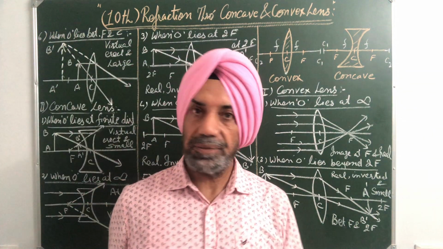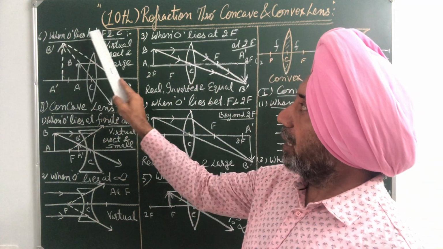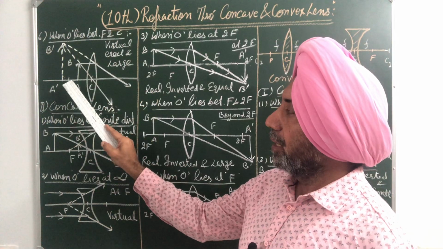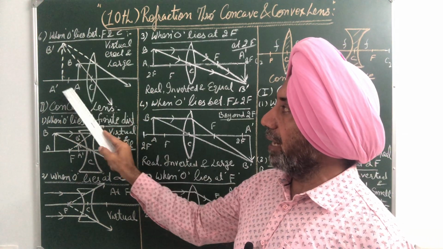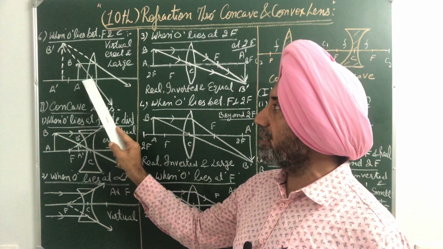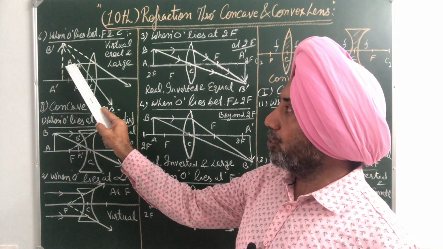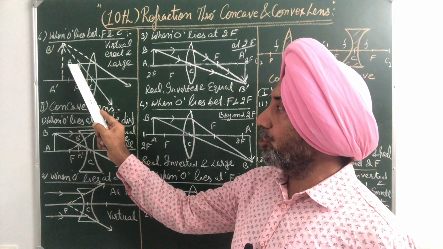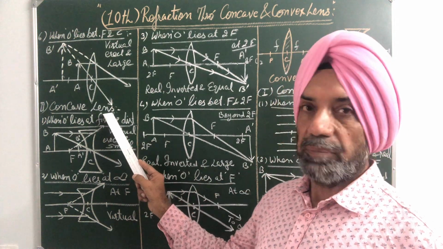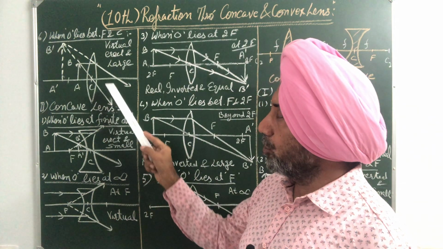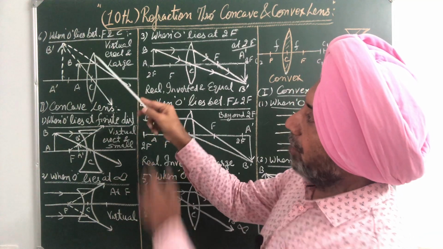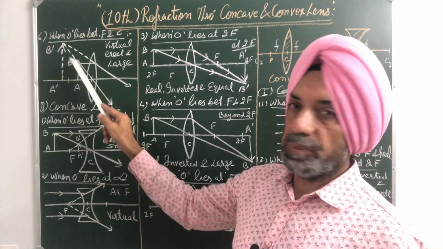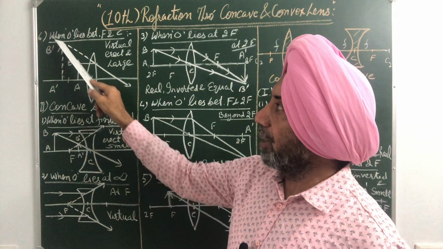The last, 6th case, is when the object lies between F and the optical center. This case is very important. The object AB lies between the principal focus and the optical center. Then the ray which goes parallel passes through the principal focus. Another ray which goes through the optical center passes undeviated. But these two rays appear to be coming from the same side on which the object lies.